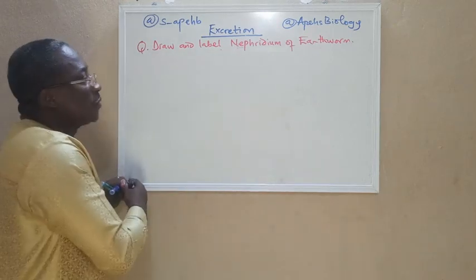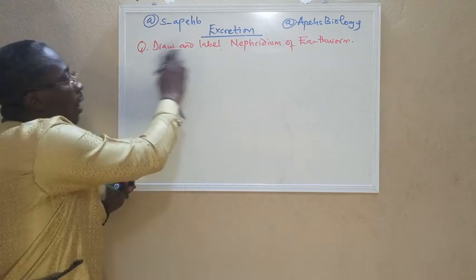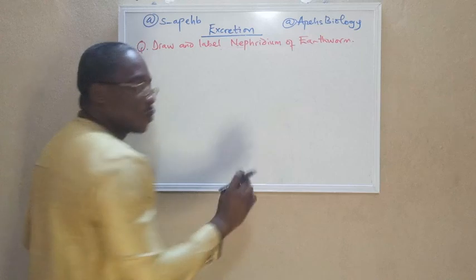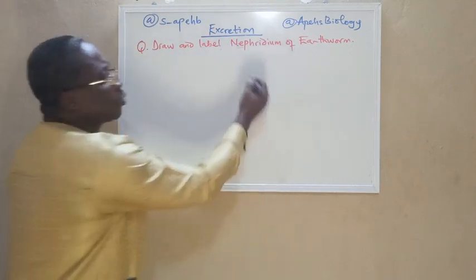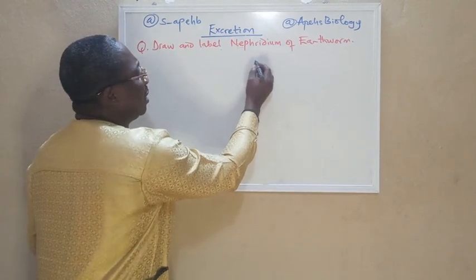Welcome to another session. Here we are asked to draw and label the nephridium of earthworm. The nephridium is the organ of excretion in earthworm. We know that earthworm is basically a segmented worm.